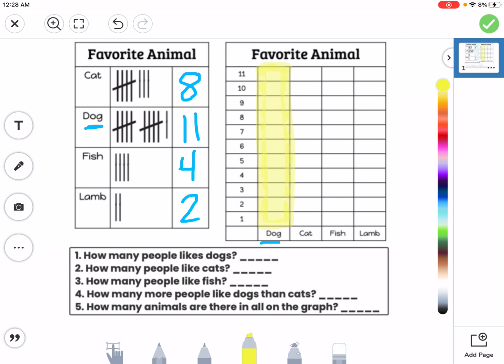Okay. Now, how many people their favorite animal was a cat? Right here, 8. So 1, 2, 3, 4, 5, 6, 7, here and found the 8 and went across and colored all those boxes like that, okay? So we could have done it that way too. Now I've got to go back and fix my mistake, don't I? So 8 boxes for cat.